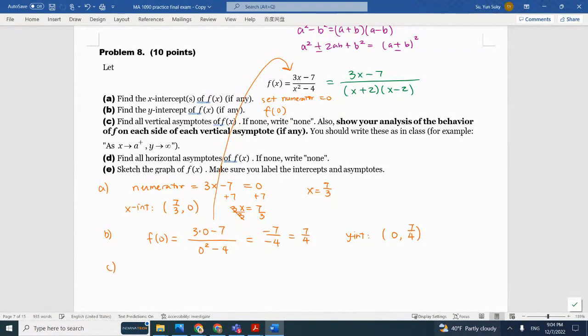And then part C. Find all vertical asymptotes. So to find vertical asymptotes, we set the denominator equal to 0. For the denominator, in this case, look at the factored form.